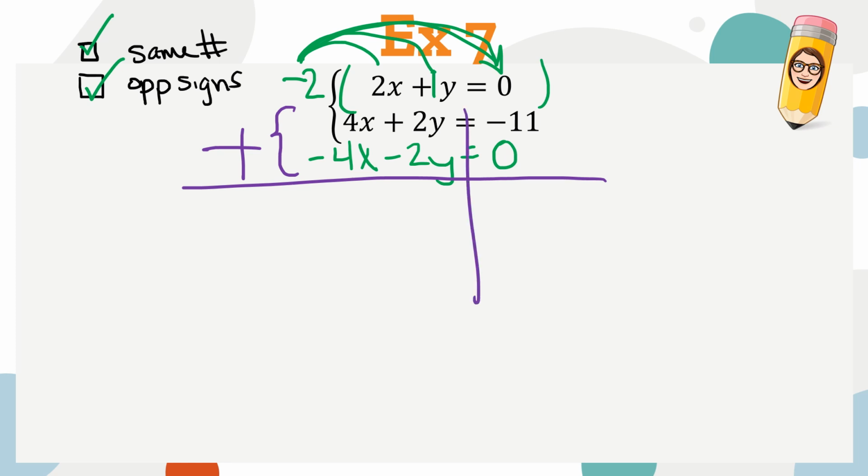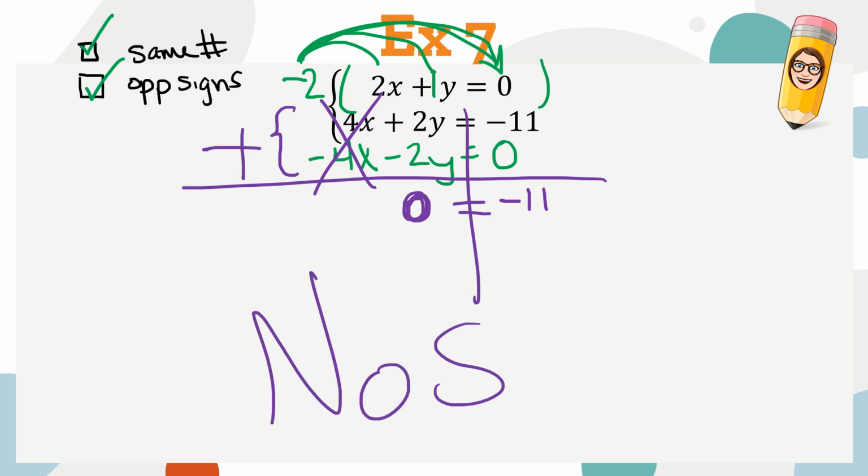4x plus negative 4x, there's my cancellation I had intended. 2y and negative 2y, I didn't intend on that. That happens to be 0. Negative 11 plus 0 is negative 11. Is 0 equal to negative 11? No, it's not. So we have no solution.